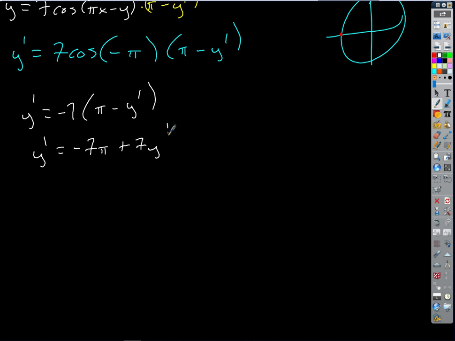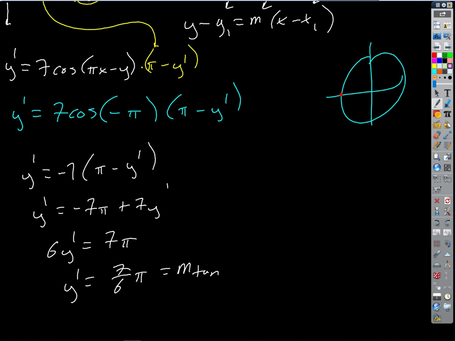what's that going to give us? When all the dust settles, if I subtract that y prime to this side and add 7 pi, 6 y prime equals 7 pi, so y prime equals 7 pi over 6. Right? And that's the slope of the tangent line.